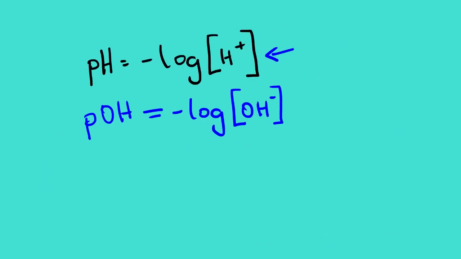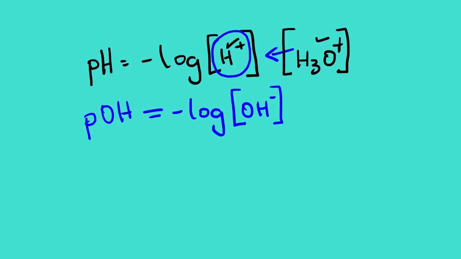This equation, we use it to calculate the pH scale of a solution. Now, to use this equation, we need the concentration of the hydronium ion that is produced by an acid. Sometimes instead of H+, you will see hydronium, which is the same, because an acid produces either a hydrogen ion or a hydronium ion.